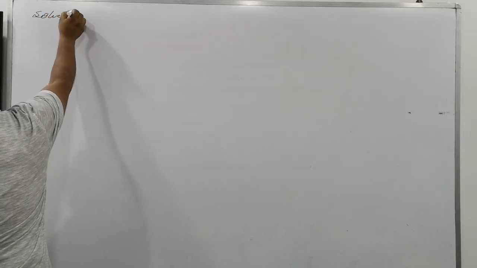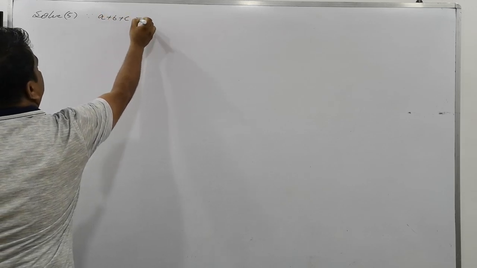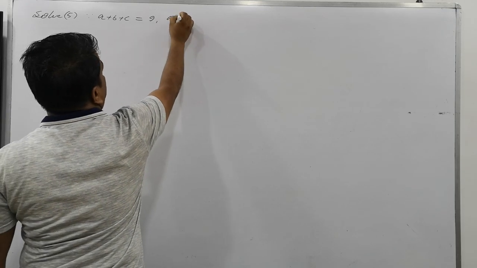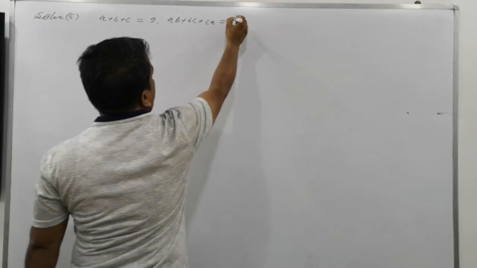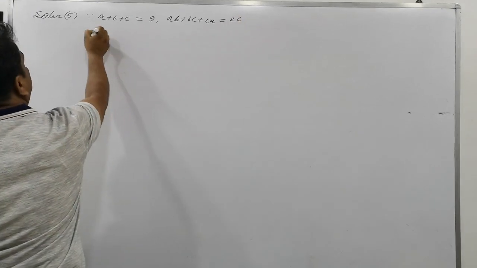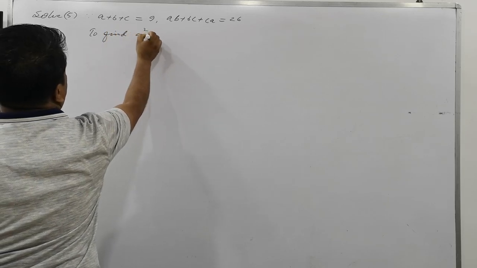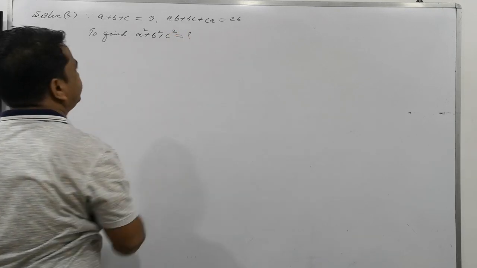What is that? If A plus B plus C is equal to 9, and AB plus BC plus CA is equal to 26, find A square plus B square plus C square is equal to question mark.